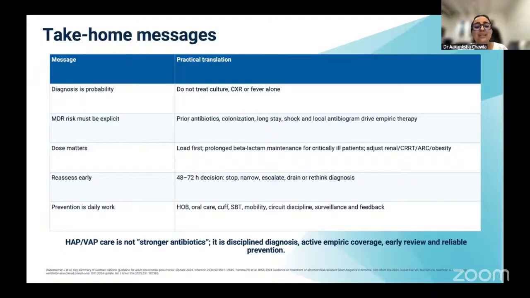And prevention is daily work. So head end elevation, oral care, cuff pressure, spontaneous breathing trial, mobility, circuit discipline, surveillance, and having a feedback system in place always matter. Thank you.